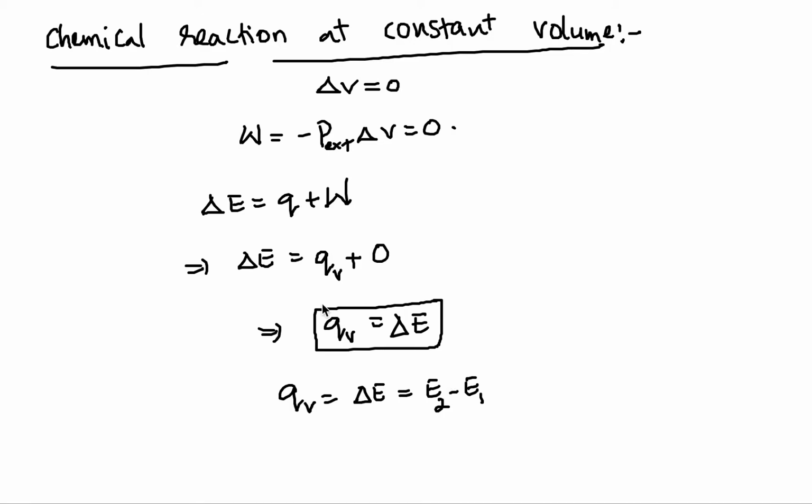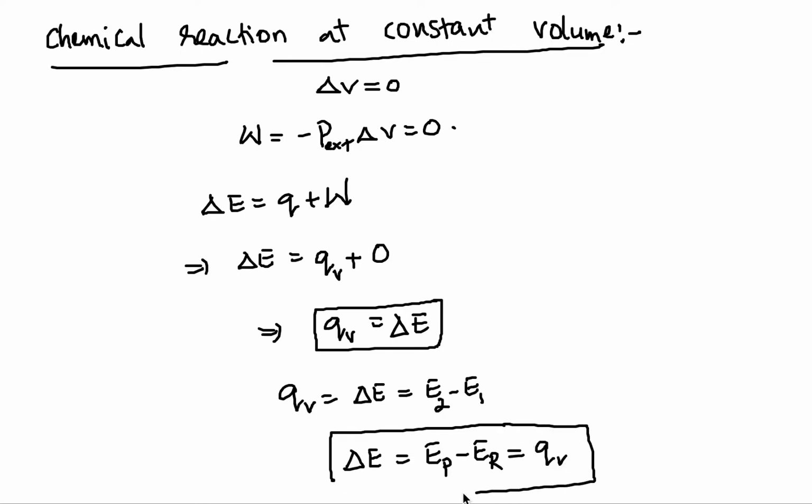As we are using chemical reactions, let's say E2 is the internal energy of the products minus the internal energy of the reactants. So this is equal to QV. So this is the expression for chemical reactions at constant volume, the energy changes or heat changes involved in that.